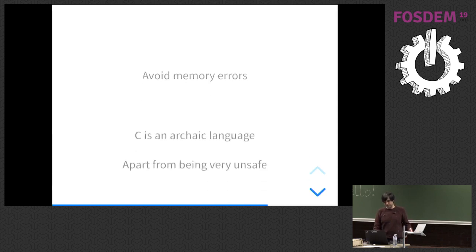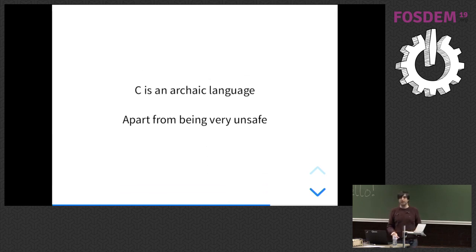So also, C is a very archaic language. It's not just extremely unsafe. It's from the 70s, what, 70s, 60s, something like that. Anyway, 70s, yeah. Thanks. So it's really old. We need some modern language which has more modern constructs and stuff like that.